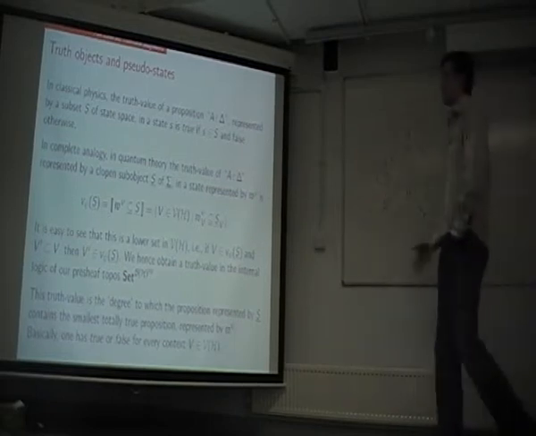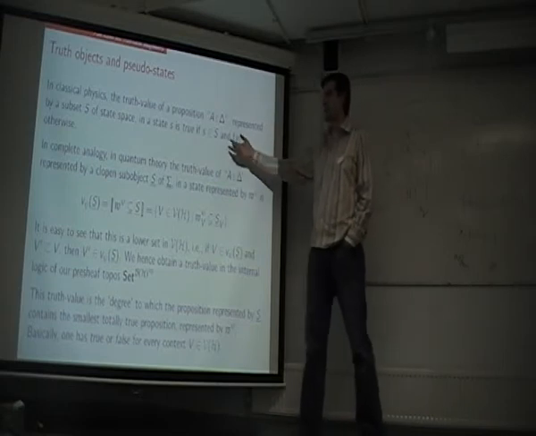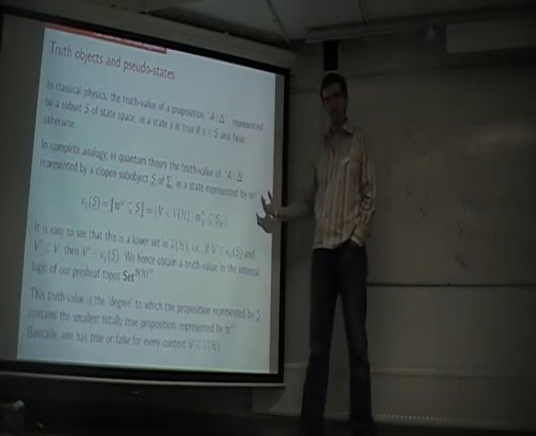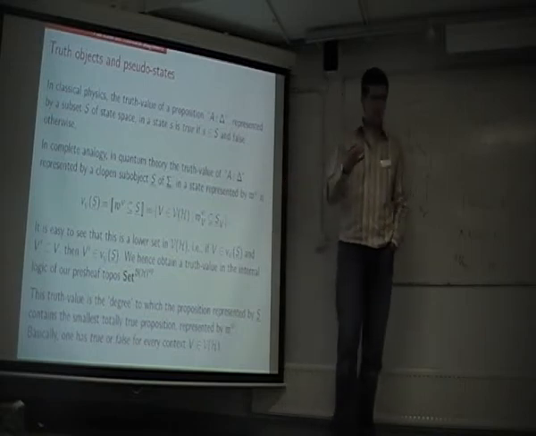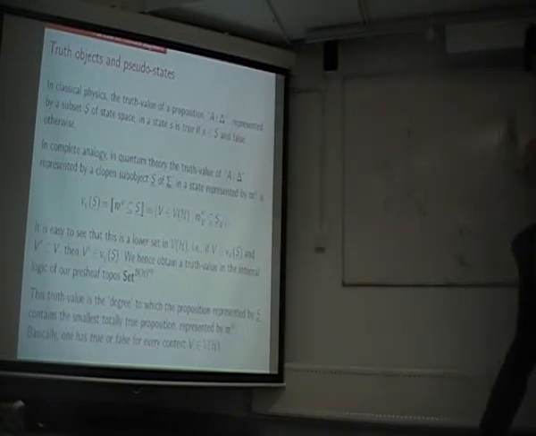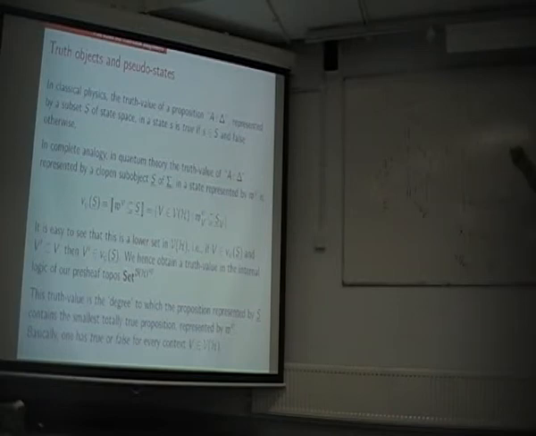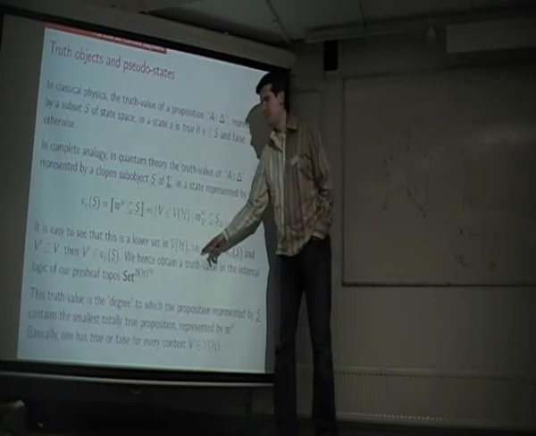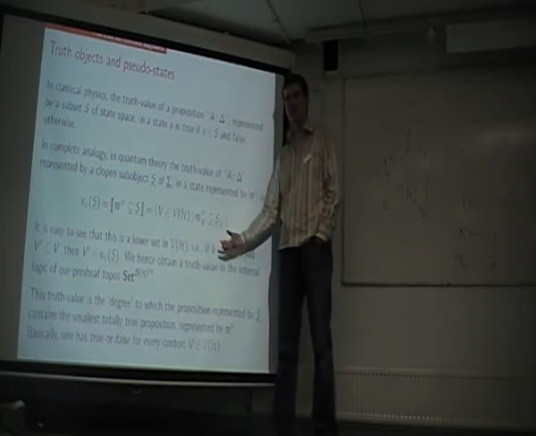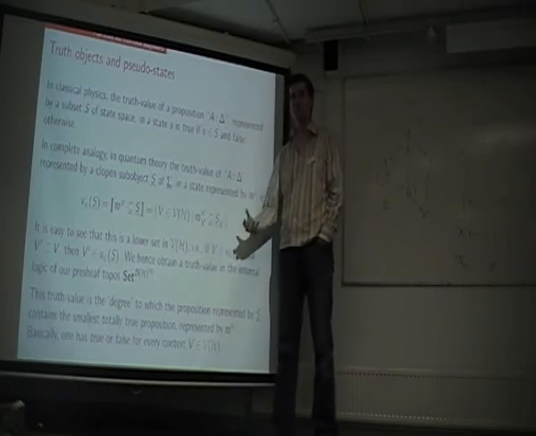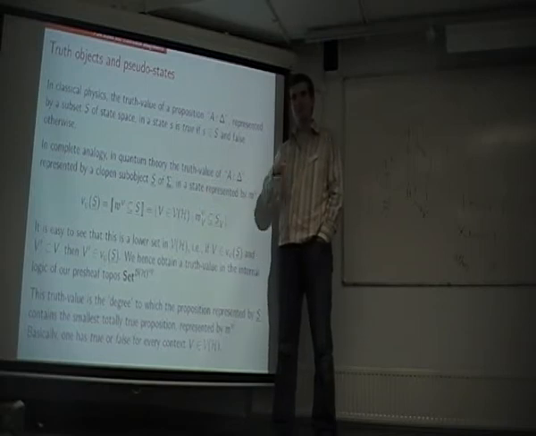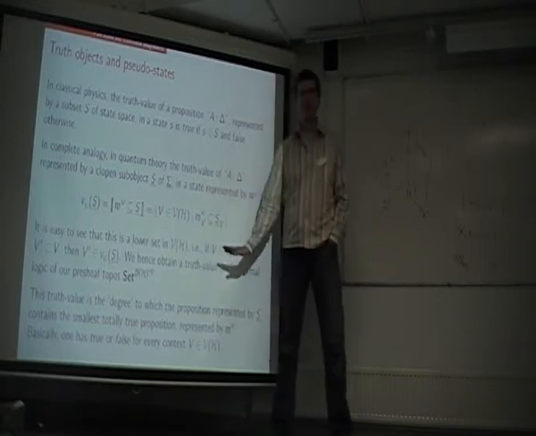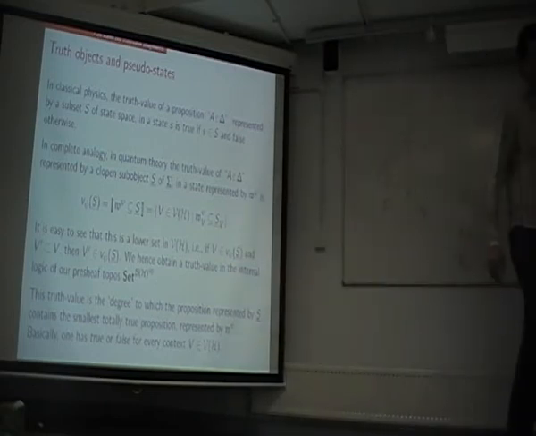Well, in the classical case, you just had two possibilities, either S does lie in S or not. Here you have more. But the truth value is, if you like, the degree to which the proposition represented by S contains the smallest totally true proposition represented by W psi. And since we have a lower set in this context category, you can ask for every V, is it contained in the truth value or not? So locally, for each V, you get either true or false. And things fit together globally to form such a lower set.